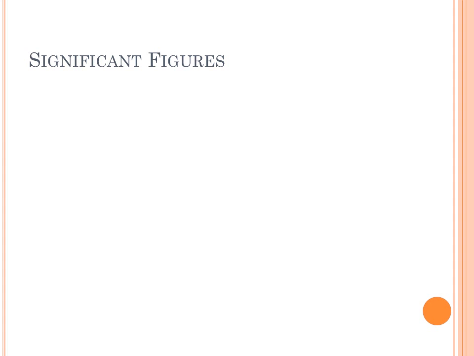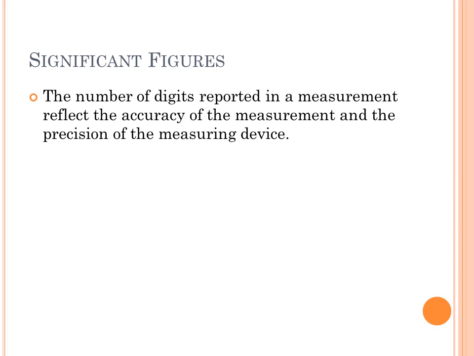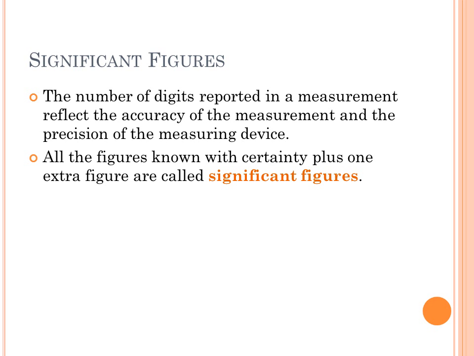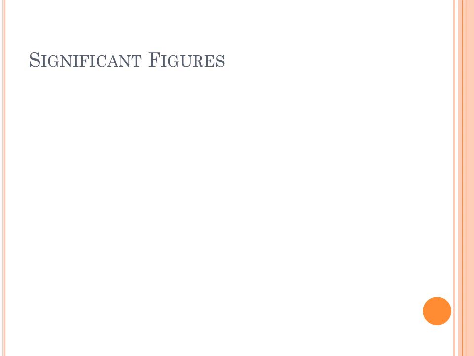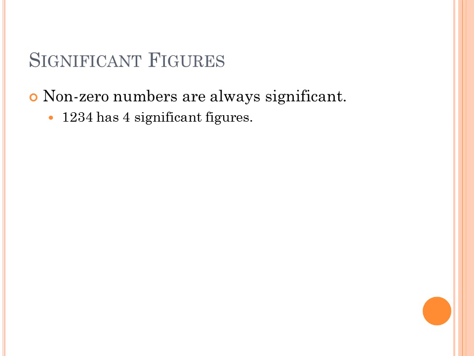So let's look a little more closely at significant figures. The number of digits that are reported in a measurement reflect the accuracy of the measurement and the precision of the measuring device. These figures that we know for sure plus one estimated digit is what we call our significant figures. Now, non-zero numbers are treated as significant. For example, that 1234 has 4 significant figures.